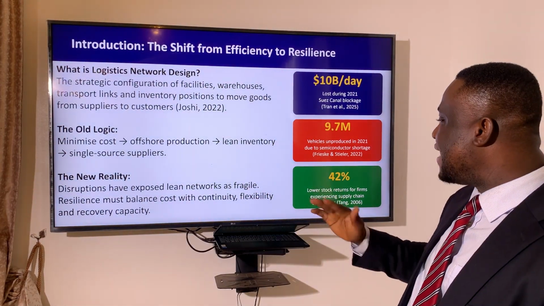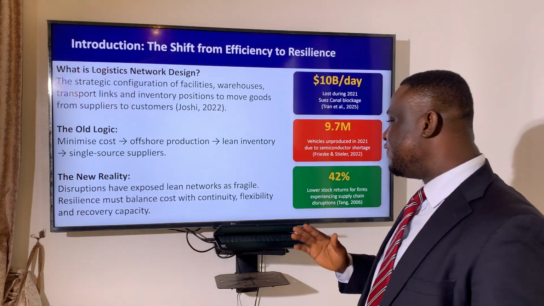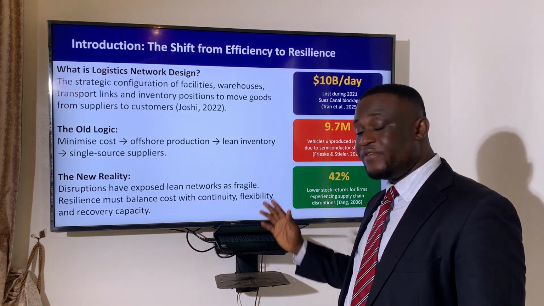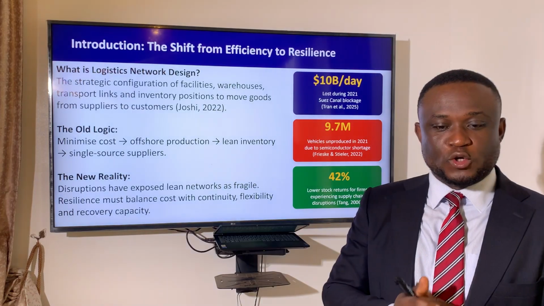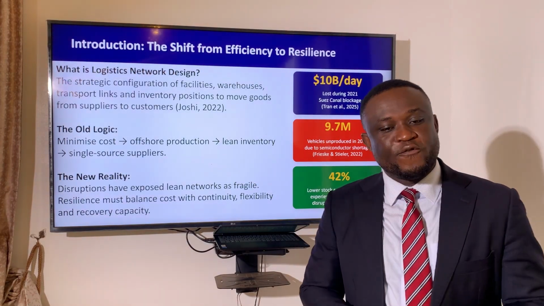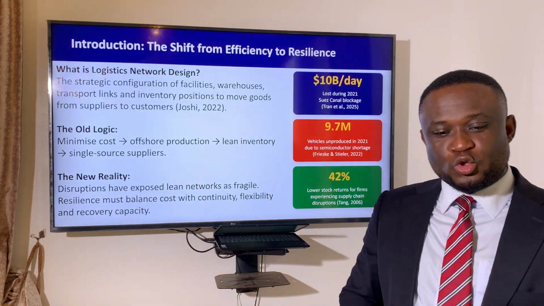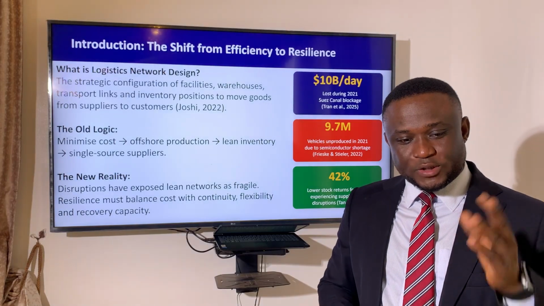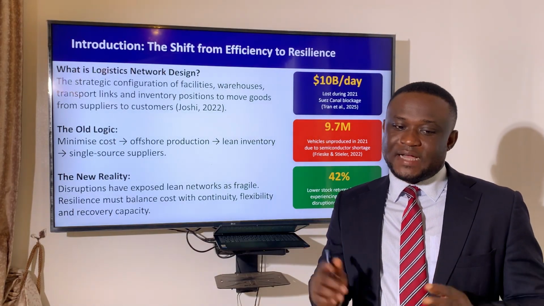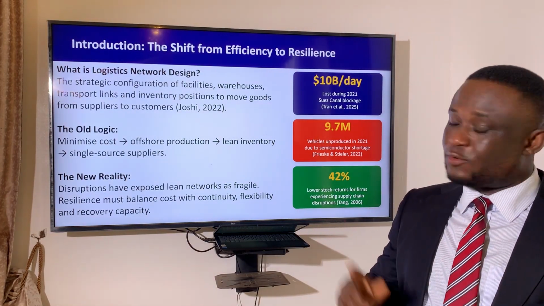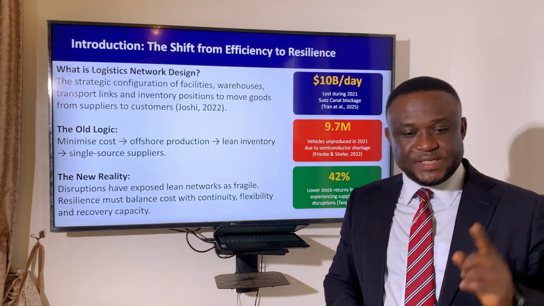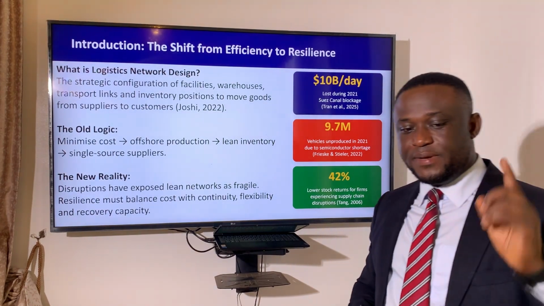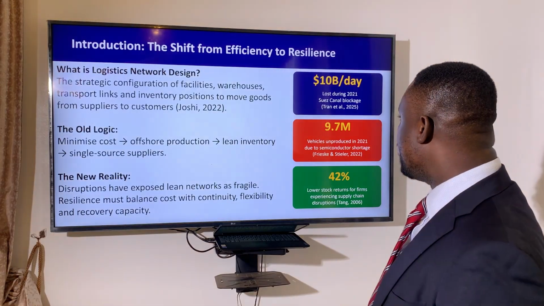Resilience must balance cost with continuity, flexibility, and recovery capacity. This essay proposes to shift the focus of logistic network design from cost minimization to the resilience-oriented logic. What we should know is that it is not the end of the importance of cost, no. Instead, it is a balance of continuity, flexibility, visibility, and recovery capacity with cost.